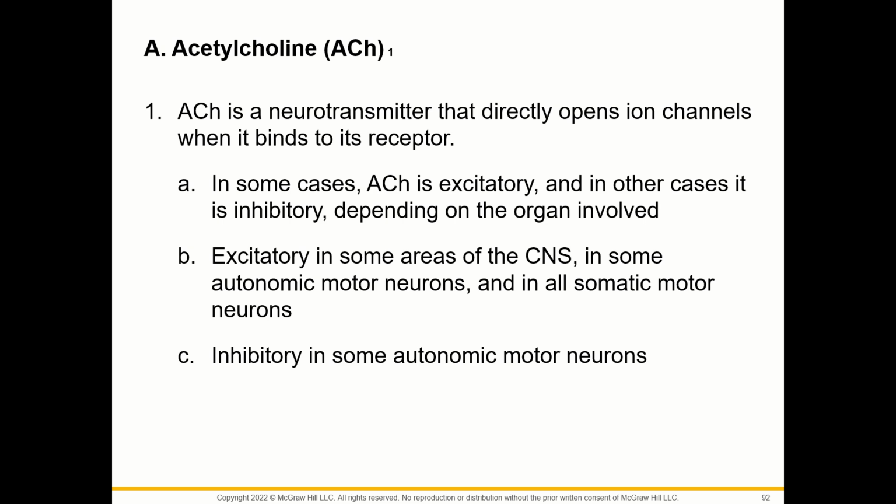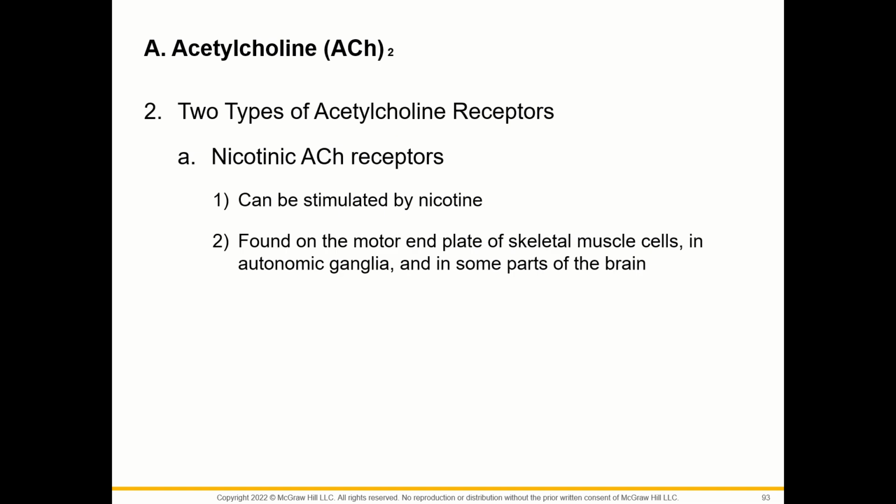All right, so acetylcholine is a neurotransmitter that binds to ion channels, the cation channels. And in some cases, the acetylcholine is excitatory, and in other cases, it is inhibitory, depending on the organ involved. So it's excitatory in some areas of the central nervous system, in some autonomic motor neurons, and in all somatic motor neurons. And it is inhibitory in some autonomic motor neurons. And again, it's all right. We need our neurons to be quiet sometimes. We can't be overexcited and overstimulated and everything just going at full force all the time.